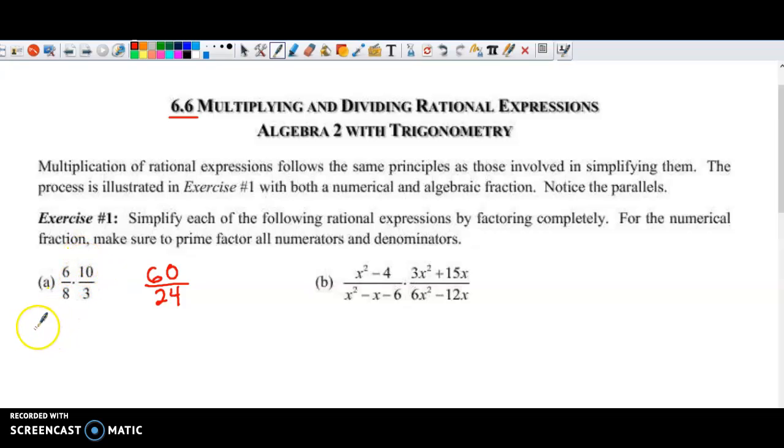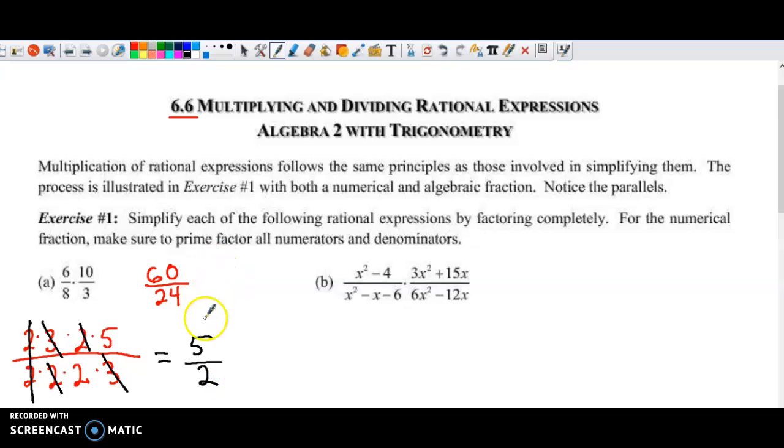So what you could do is you could just rewrite 6 as 2 times 3 and 10 as 2 times 5. And on bottom, you could rewrite 8 as 2 times 2 times 2. And, well, you can't do anything with that 3. But the whole lesson to get from this is that these 2's will cancel, this 3 will cancel with this 3, and this 2 will cancel with this 2. And your best answer is simply 5 halves.